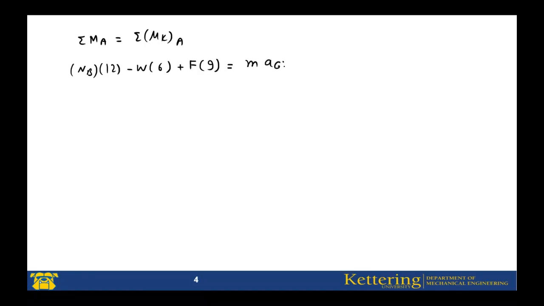Now, from the previous slide, I want to write: summation of the moment about the point A equal to summation of the moment of inertial forces about the point A. Now, normal force of the B times 12 minus weight multiplied by 6 plus force multiplied by 9 equal to m a_Gx multiplied by 7.